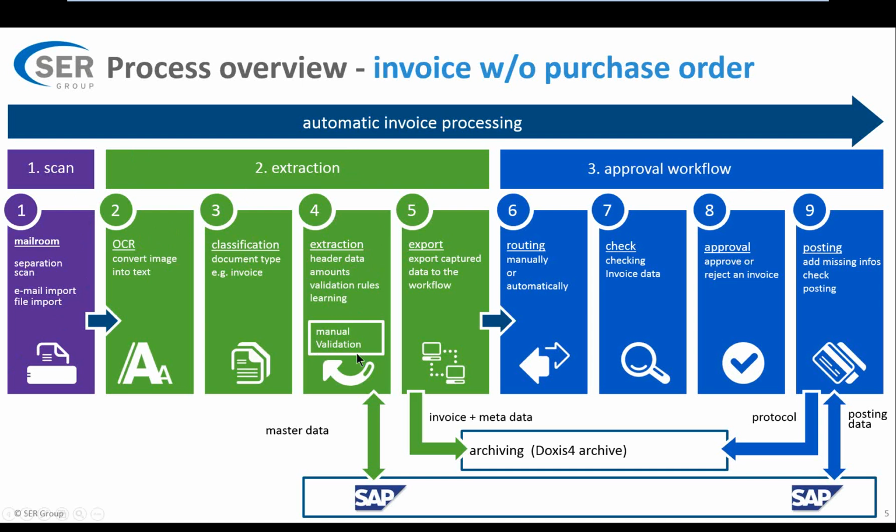And as you can see here, there's a manual validation. That means if in step 4, the system is not able to recognize everything automatically, there will be a manual validation client where your customer has to fill in the missing fields from the extraction to complete the capture process.